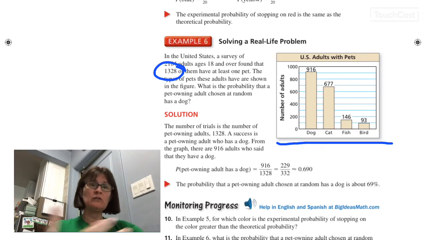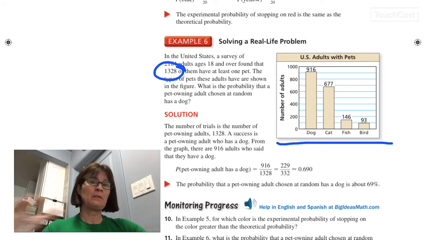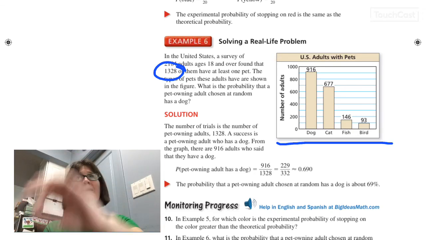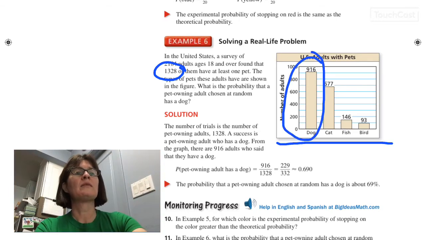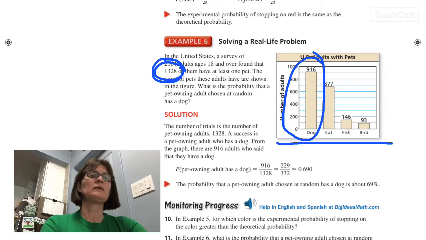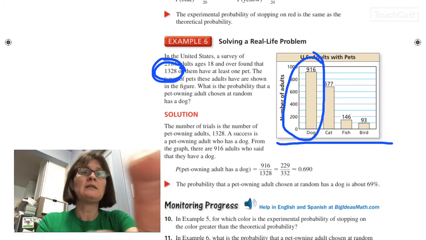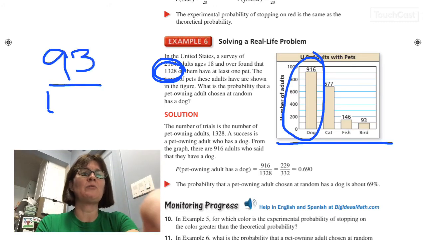Well, we assume, at least for now, because it's the best data we have, that this data is true for pet owners that we're going to talk to. The probability that they're going to have a dog is the number of dogs out of the number of people who had a pet. So 916 out of 1,328. If I asked you what's the probability that a pet owning adult has a bird, you would say it's the 93 bird owners divided by the number of pet owners, 1,328.